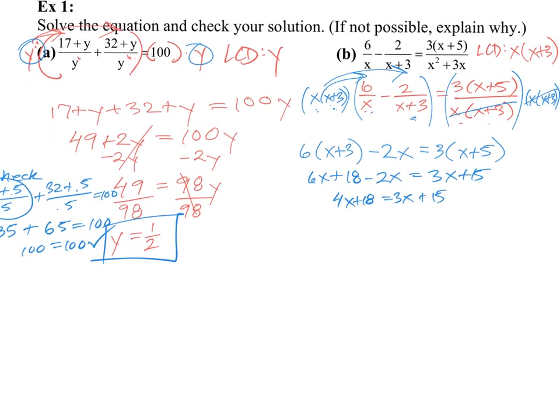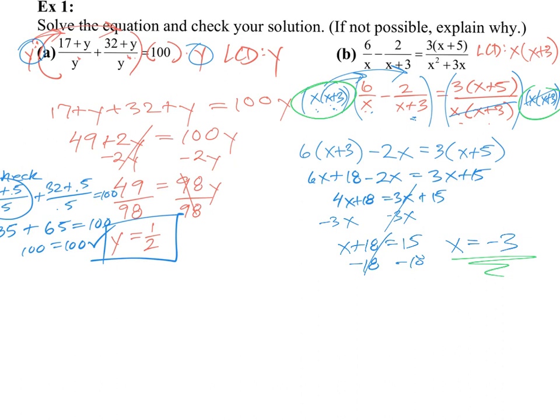And give myself a little more space here. Okay, and I'll subtract 3x. Then subtract 18. So I get x equals negative 3. Now typically students will box this answer, all right, thinking that is the answer to the question. But since you introduced variables into the problem, meaning you multiply both sides of the equation by a term with variables, you may have introduced an extraneous solution.